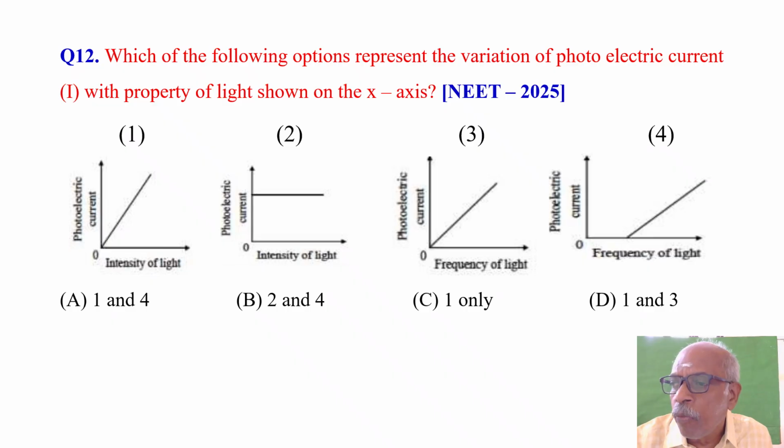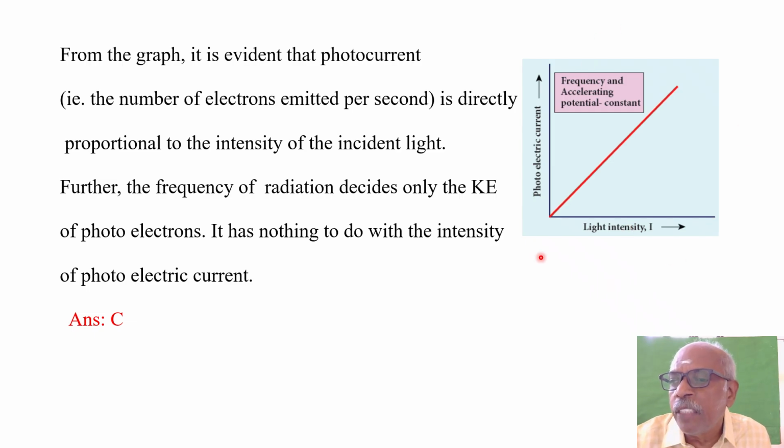Actually, this graph is very much in your book, in the chapter Dual Nature of Radiation and Matter. Here light intensity I is taken along the x-axis and photoelectric current, capital I, is taken along the y-axis. From the graph it is evident that photoelectric current, what does it mean? It is the number of electrons emitted per second. Current depends on the number of electrons emitted per second, is it not? It is directly proportional to the intensity of the incident light.